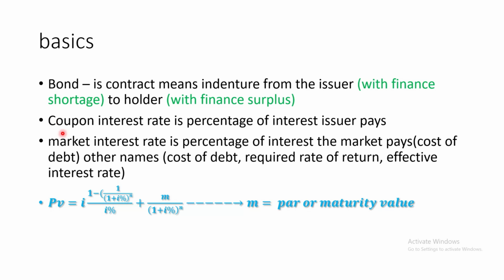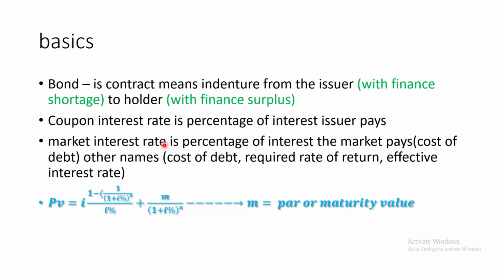There is something called the coupon interest rate. A coupon interest rate is a percentage of interest the issuer pays to the holder. So on the bond there is an agreement that the issuer agrees to pay to the holder a specified percentage of interest. What about a market interest rate?